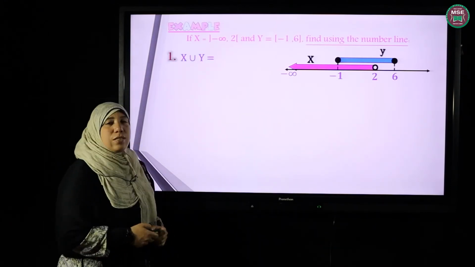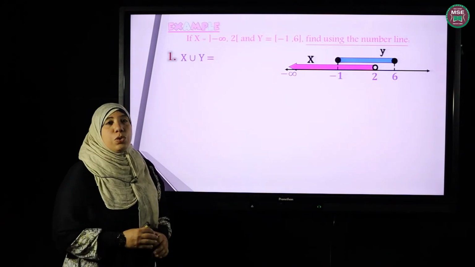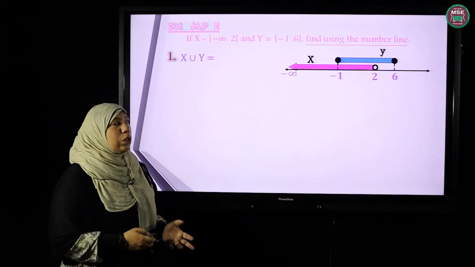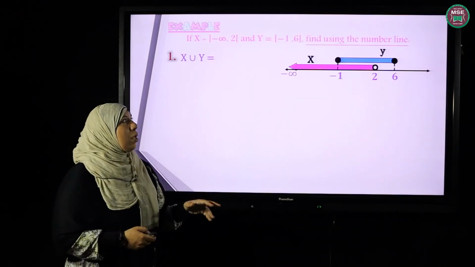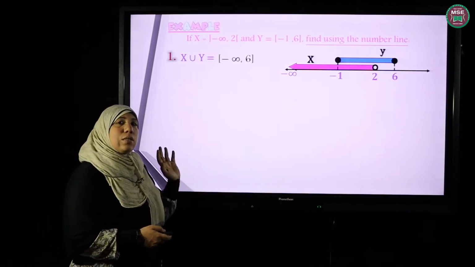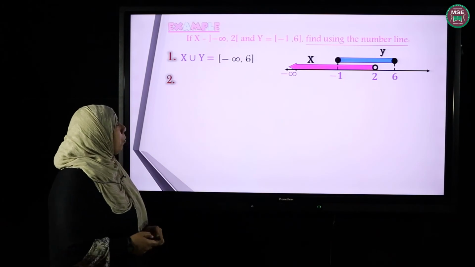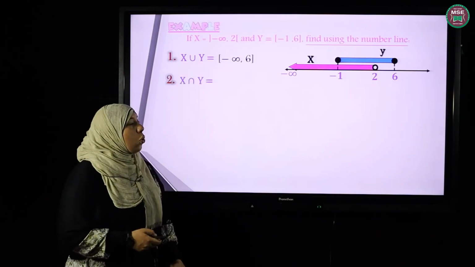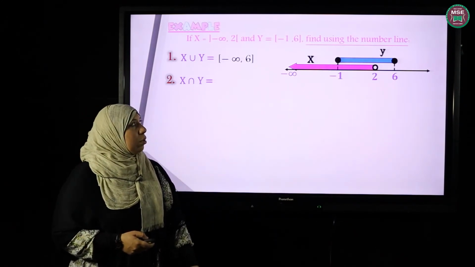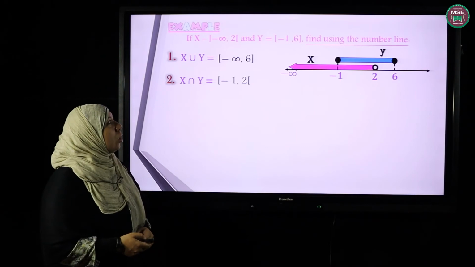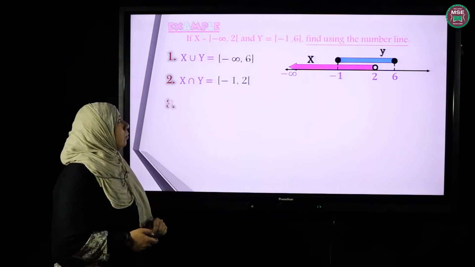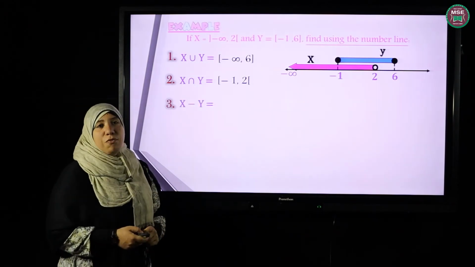Number 1, I want x union y. As we said before, the union is the two intervals together, or all the numbers in the two intervals from the beginning. So it will be from -infinity to 6, closed. Number 2, the intersection between x and y, or the common elements between x and y, up and down here, have the same numbers from -1 to 2: closed -1, open 2.